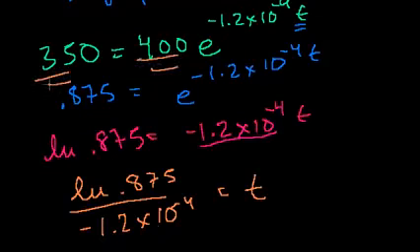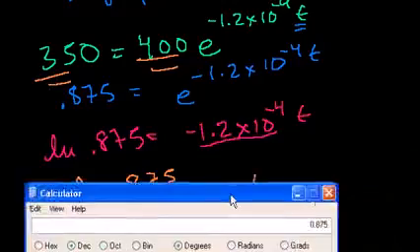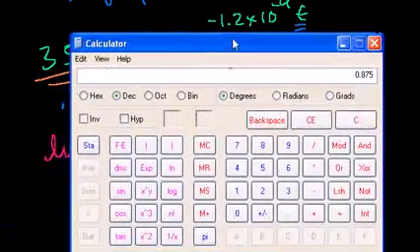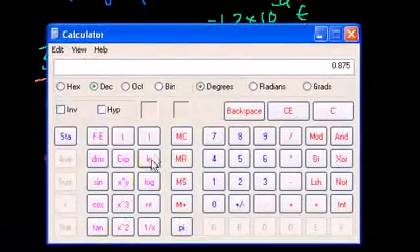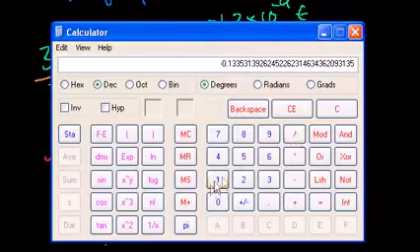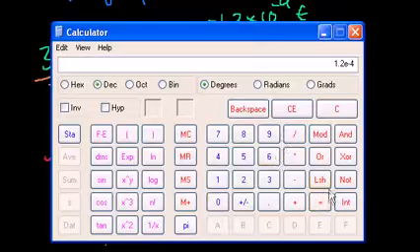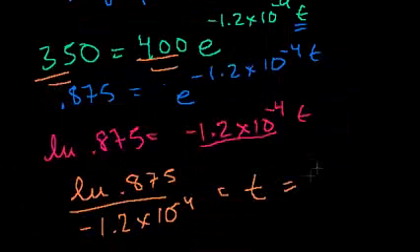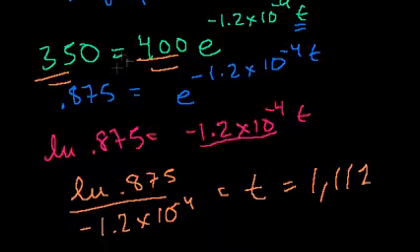To 350. So let me do the math. If you have 0.875, we want to take the natural log of it, and divide it by 1.2 e to the negative 4, and this is all a negative number. Oh, well, I'll just divide it by this, and then just take the negative of that. So this is equal to 1,112 years to get from 400 to 350 grams of my substance.